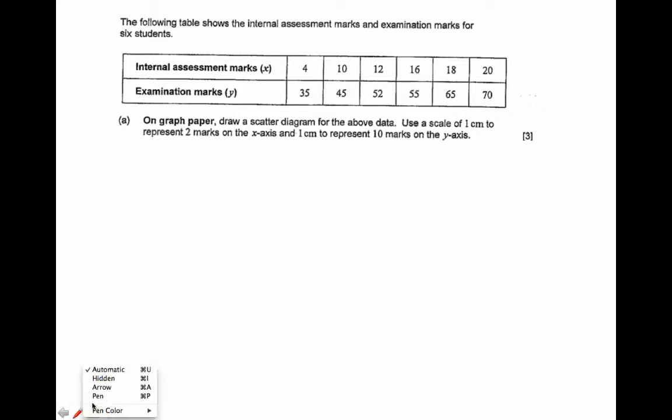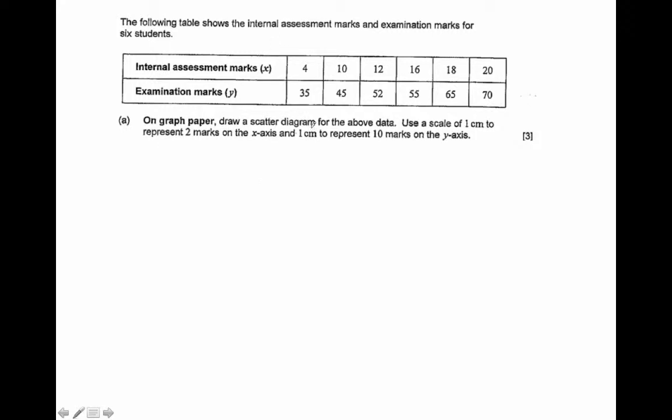Okay, in question 2, a lot of you are throwing away a lot of easy marks just because you're not reading what the question's asking you to do. So here's some data: internal assessment mark on the x-axis, exam mark on the y-axis. Maybe they're trying to hint at some sort of correlation between the two, but let's have a look. So this is the bit that a lot of you are doing wrong.